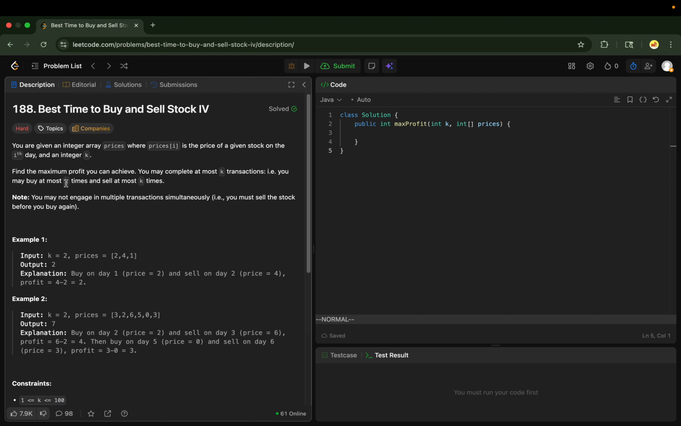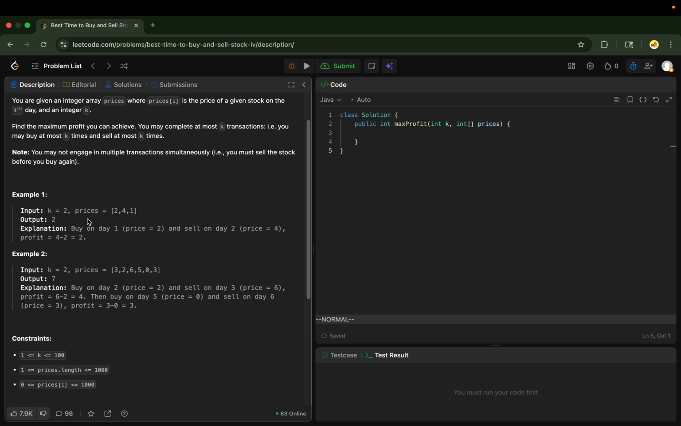Okay, this time it's different, it has another variable as input now, and you sell at most k times. This means k transactions. Note you may not engage in multiple transactions simultaneously. You must sell the stock before you buy it again.